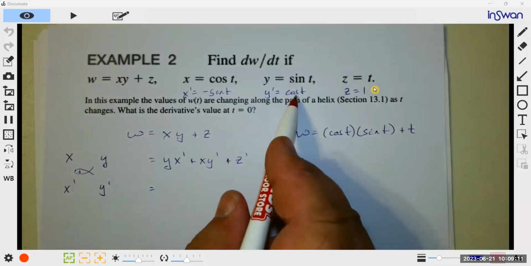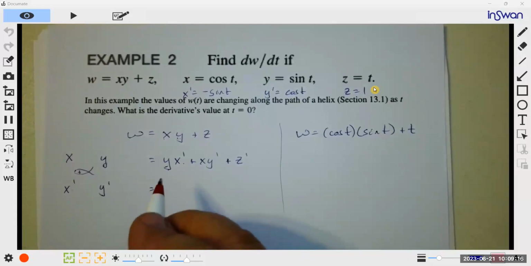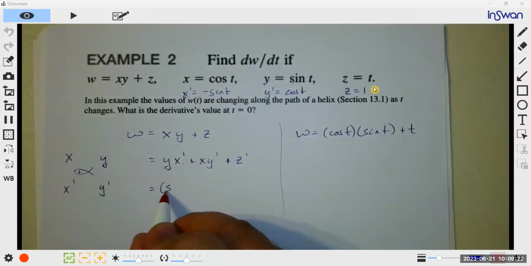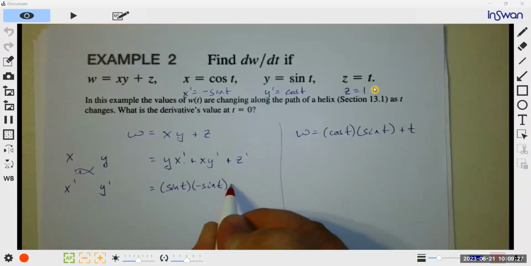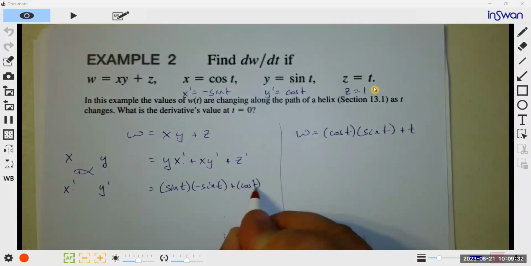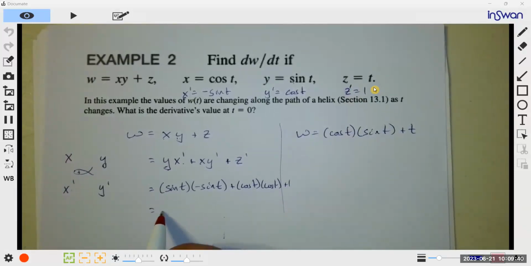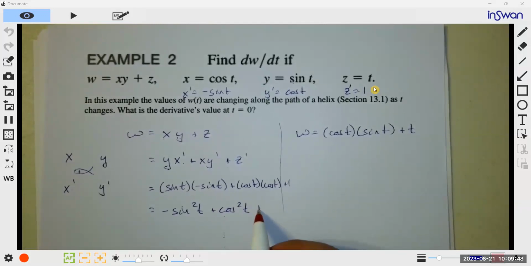So right here we have y, which is sine t, times negative sine t. Then x times y prime, which is cosine t times cosine t, plus z prime is 1. Negative sine squared t plus cosine squared t plus 1.